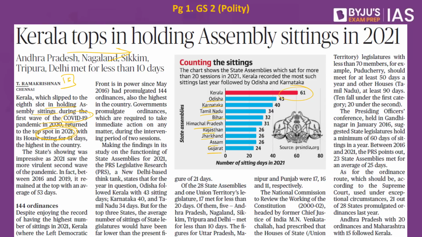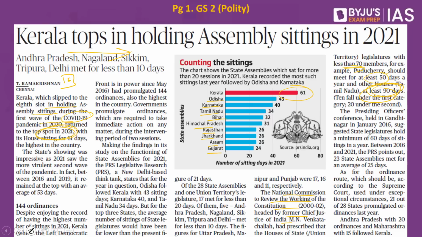So there is something called the minimum rule. What is this minimum rule? The National Commission to Review the Working of the Constitution, 2000 to 2002, headed by former Chief Justice of India M.N. Venkatachaliah, had described the houses of the state or union territory legislatures with less than 70 members. For example, Puducherry should meet at least for 50 days, and in any other state they should be able to meet for 90 days. So the sittings are important so that they can discuss what should be the policy initiatives and they can also question the executive. The commission had clearly said that there should be sittings for a minimum of 50 days if there are less than 70 members, and as much as 90 days if there are more legislators sitting in the state.